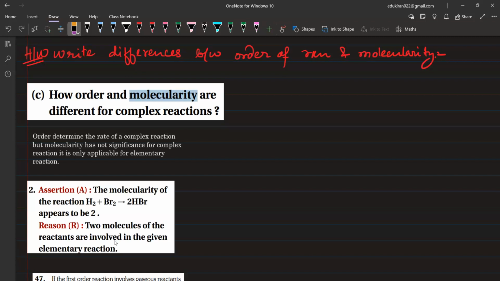Yes, in assertion-reason, at least tell me, is the assertion true or false? Okay, so the assertion is true, because the molecularity of the reaction H2 plus Br2 gives 2 HBr appears to be 2. Right, molecularity is 1 and 1, so it appears to be 2. Fine. Two molecules of the reactant are involved in the given elementary reaction, so that is also true.